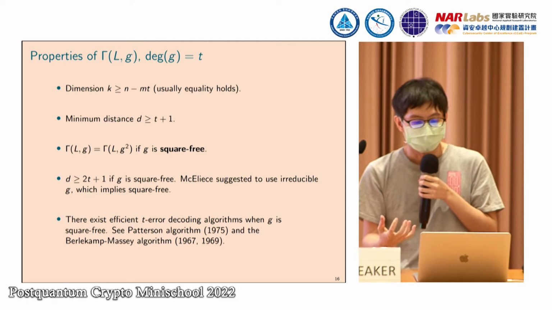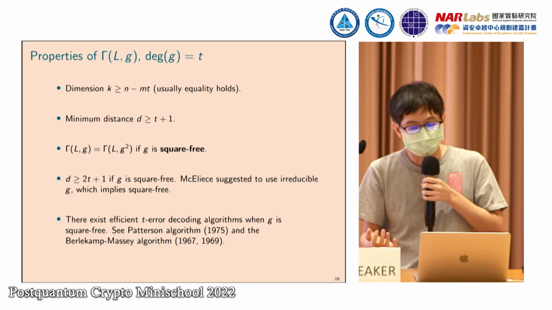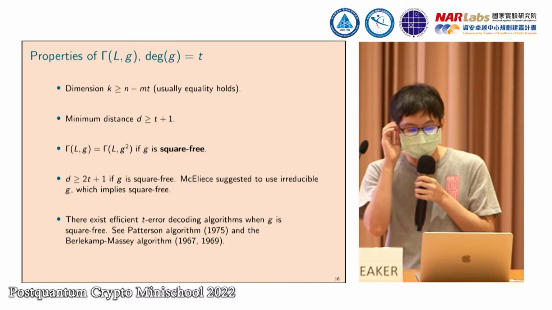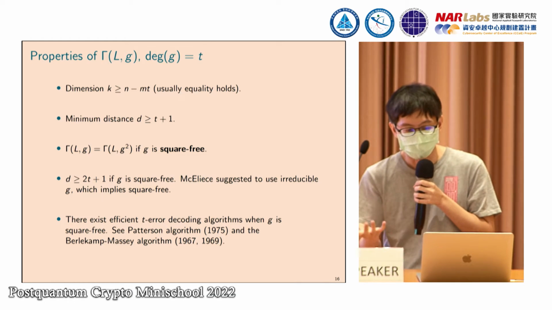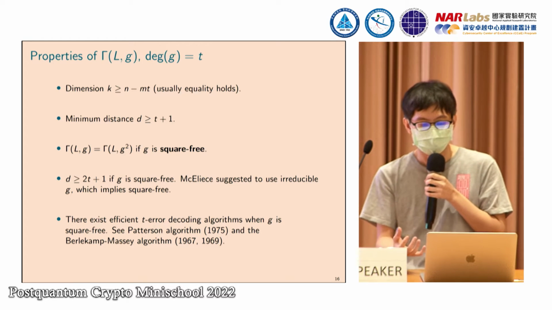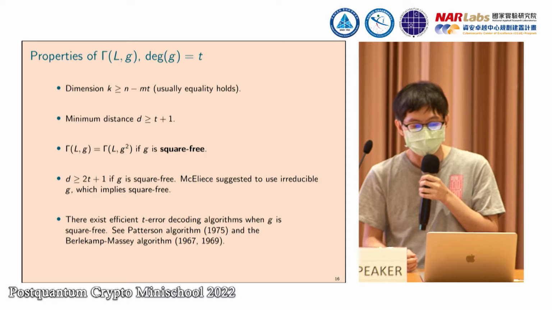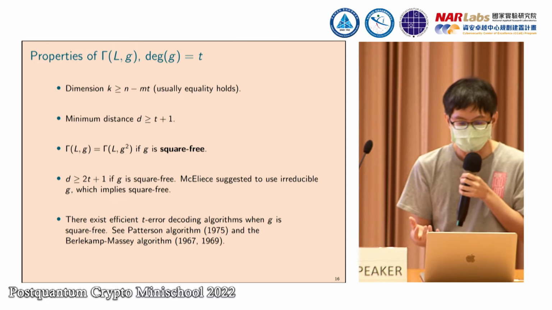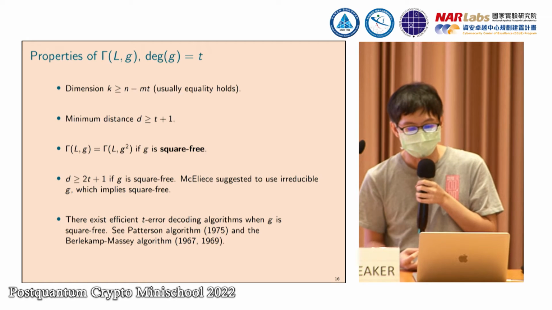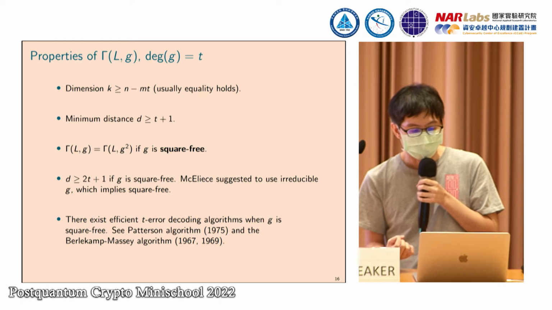For the parameters that we usually use in code-based crypto, equality will usually hold. But just in case, you shouldn't exclude the possibility that k is greater than n minus mt. This is something that should be very easy to prove, so I think you should try to do this by yourself. The second property is that the minimum distance is going to be at least t plus 1.